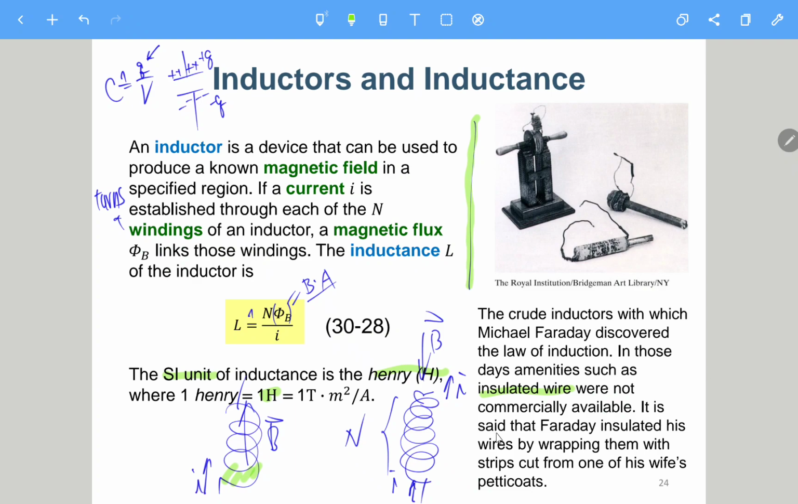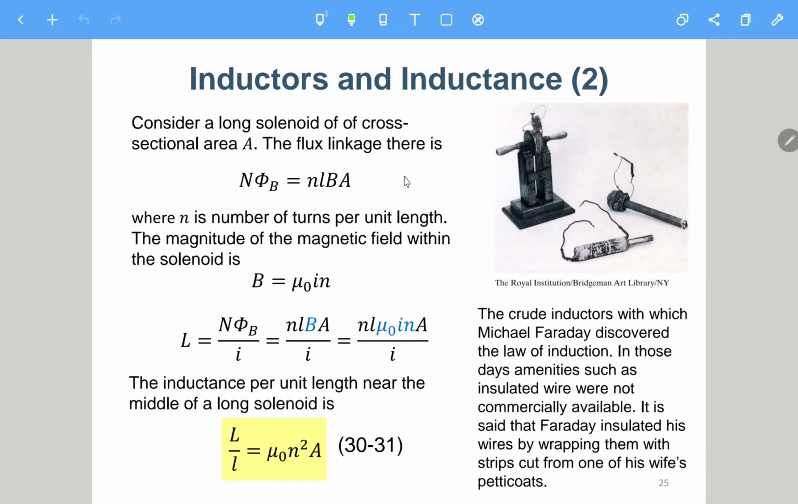It is said that Faraday insulated his wire by wrapping it with strips cut from one of his wife's petticoats. He cut his wife's clothes into strips and then wound them around the wire, like this. It is now kept in a museum.